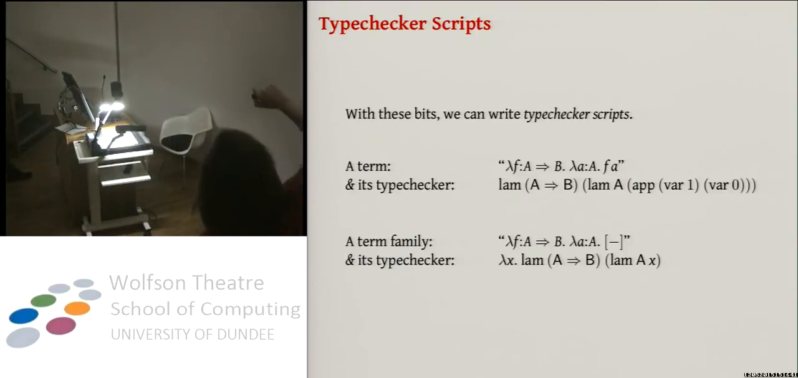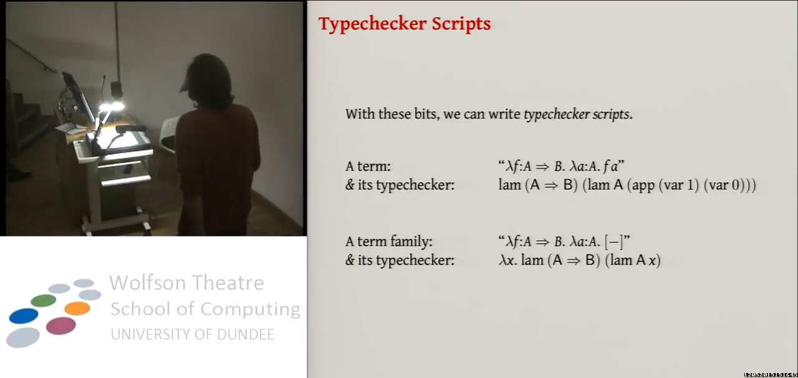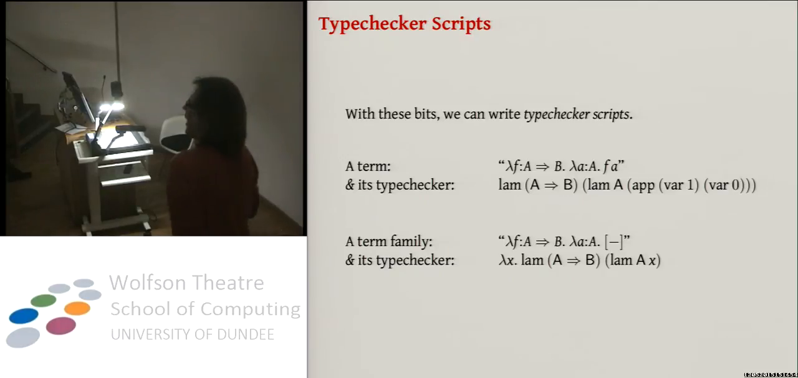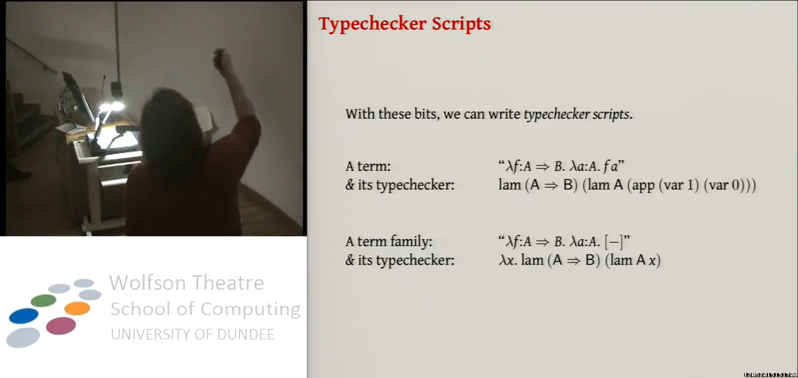And then we can write type checker scripts. So instead of writing terms, which we then throw at the type checker and we haven't got any choice about what gets done, we can use the bits of the type checker, and we can now think of, when we're actually writing a term, what we're doing is scripting a type checker. So if we wrote down this term in the source language, then really the type checker was running this script.